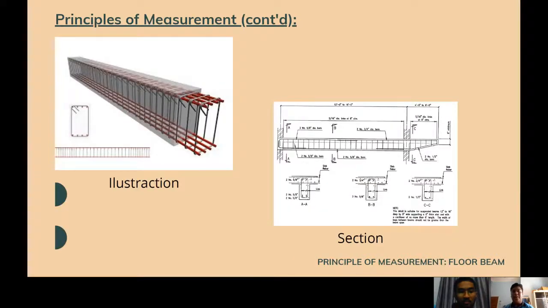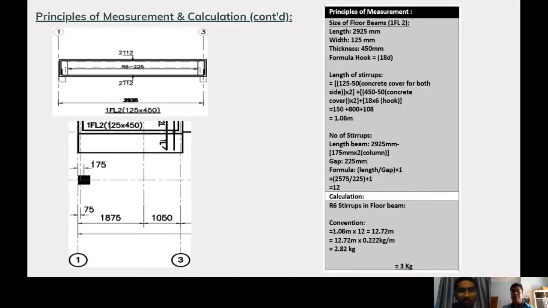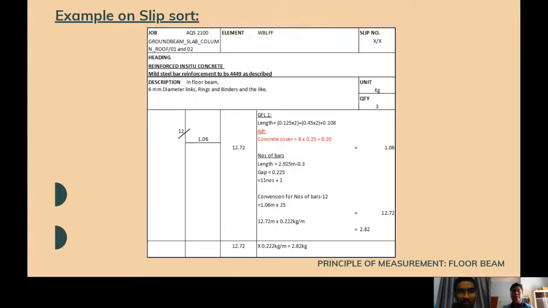This is an example of where the link or stirrup is in the floor beam. It is quite the same as the ground beam. From here we can see that the difference is that we use RC stirrup in this floor beam, which is smaller than in the ground beam. The principle of measurement is the same. We need to find the length of the stirrup and the number of stirrups, and convert it after multiplying both of them. This is an example on the side sort. We can see the calculation needs to be shown in the side cast.